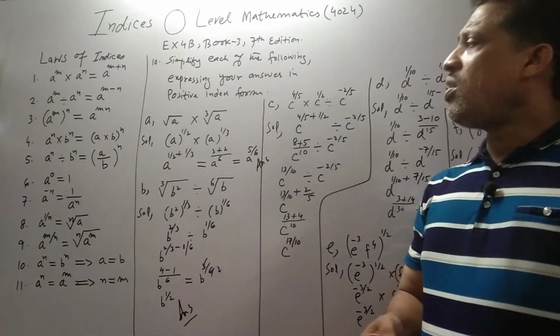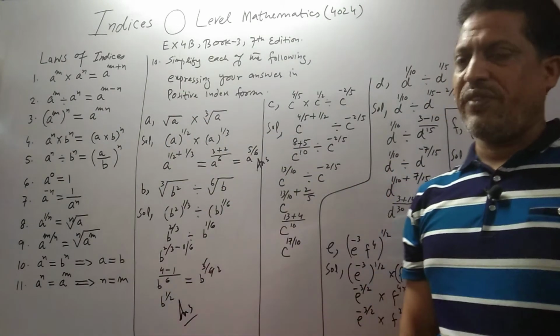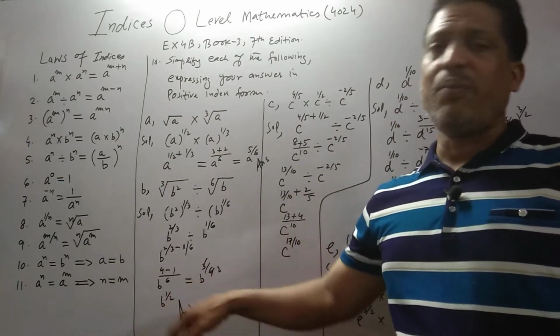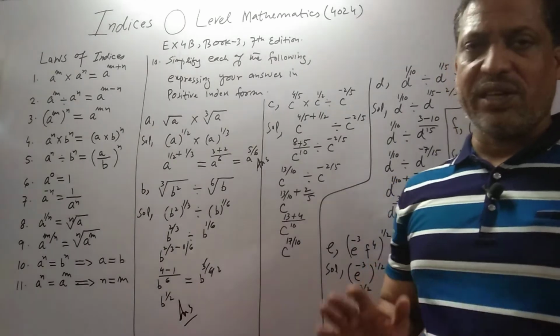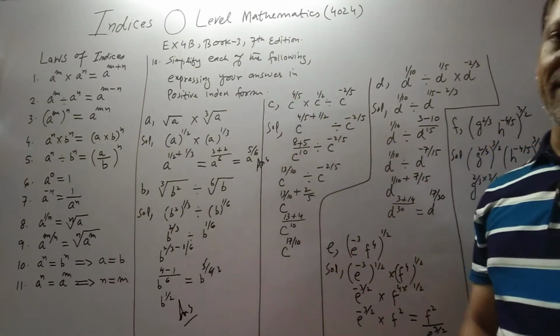Why? Because the requirement has been fulfilled. The requirement is that the answer should be in positive index form. See, b to the power 1 upon 2, 1 upon 2 is positive, therefore it is our answer. Now part number C of question number 10.